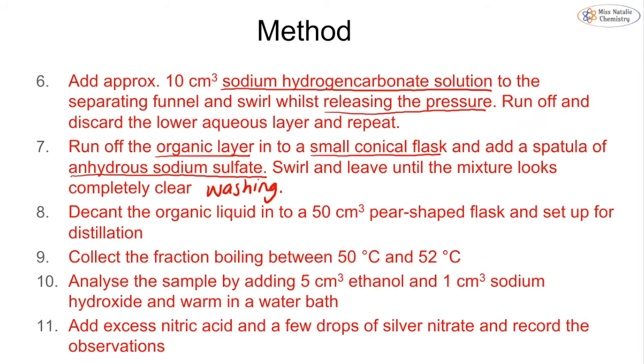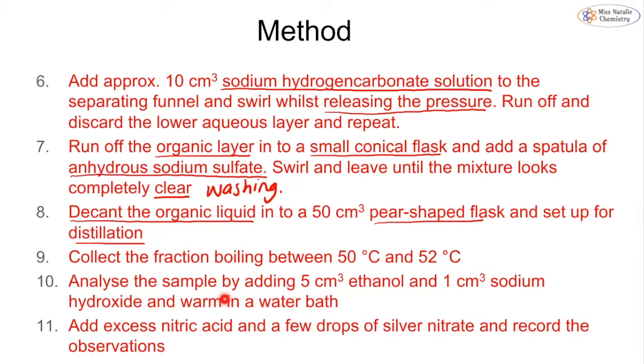And what we should see is the mixture is a bit cloudy before we add the sodium sulfate, and then we swirl it and we leave it until the mixture is completely clear. Once we've done that and we've got our clear liquid, we're going to decant the organic liquid into a pear-shaped flask, and then we're going to distill our product.